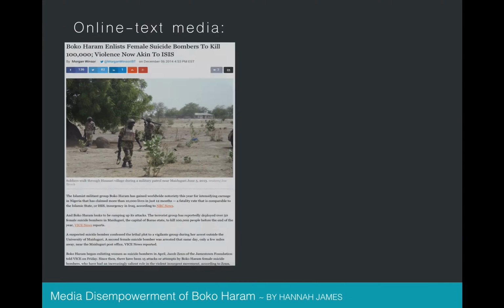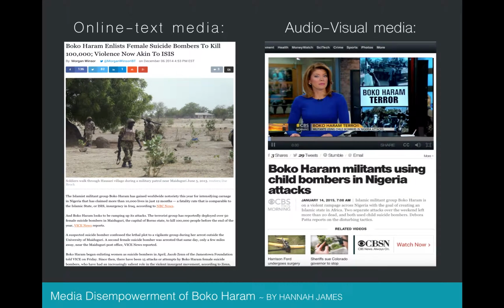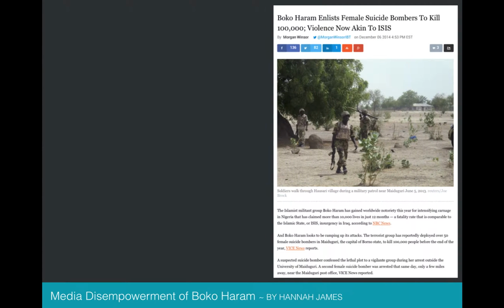Morning. Today I will be examining the text structures and language features of an online text-based and an audio-visual-based media article. The negative representations constructed in both articles are used to disempower the Boko Haram militant group. The first text I will be analysing is the online print-based text.